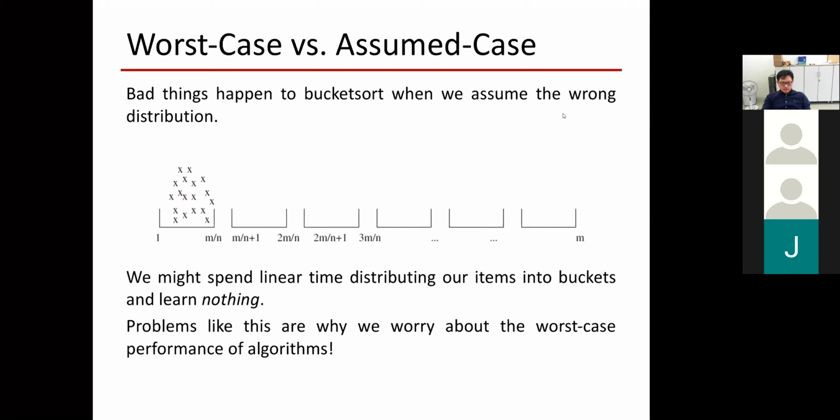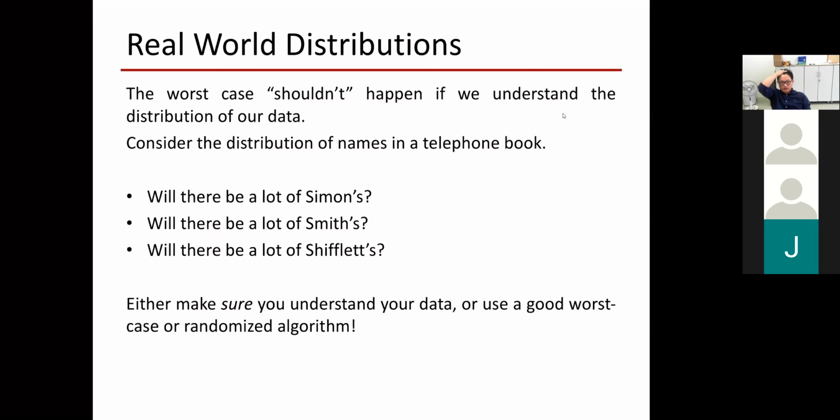Because in the worst case, if there is an enemy, they'll put everything into that one bucket. So if your input is not evenly distributed, one bucket will be filled in, right? Therefore, it will make the worst case. In this worst case, I have to do sorting again inside the bucket, which is inefficient. So in real world distribution, the worst case shouldn't happen if we understand the distribution of data well.